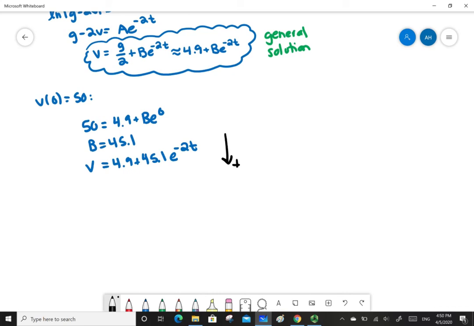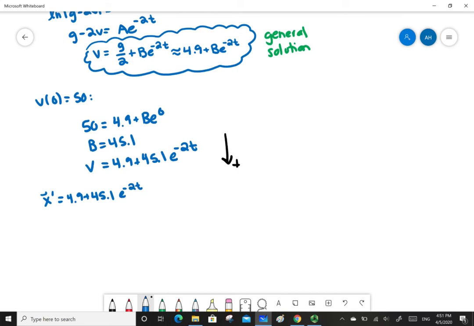The problem asks when the object hits the ground. That's a question related to position, not velocity. Since we know that velocity is the derivative of position, we can write that x prime equals 4.9 plus 45.1 e to the negative 2t, and then integrate to find the position function.